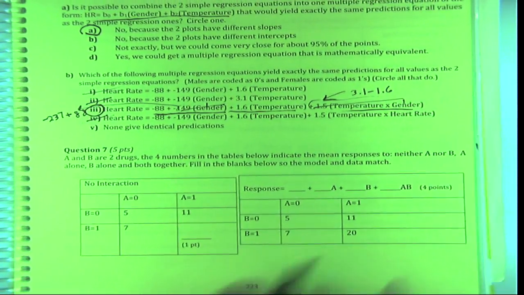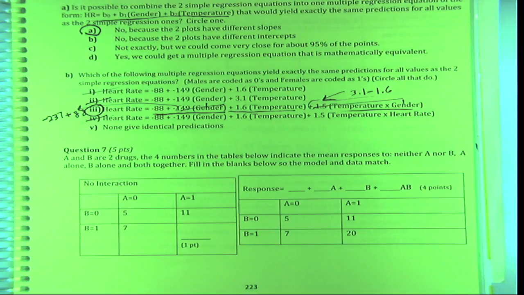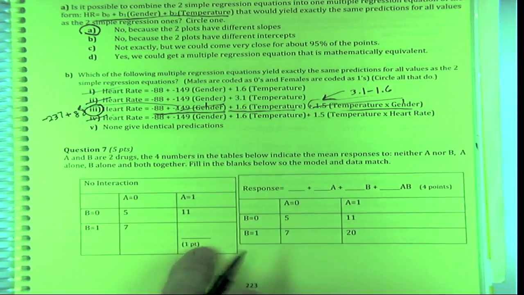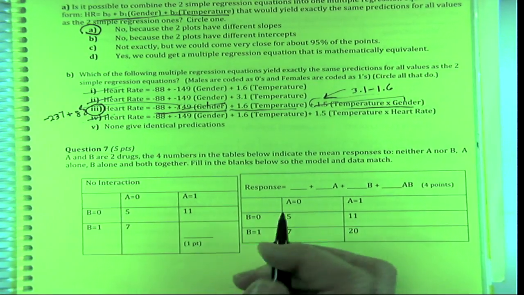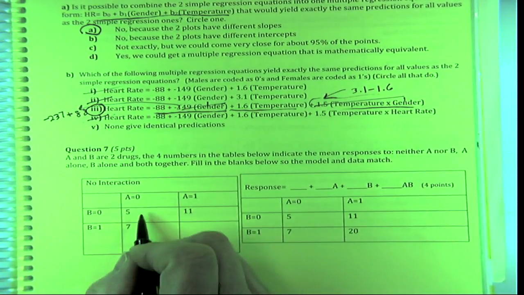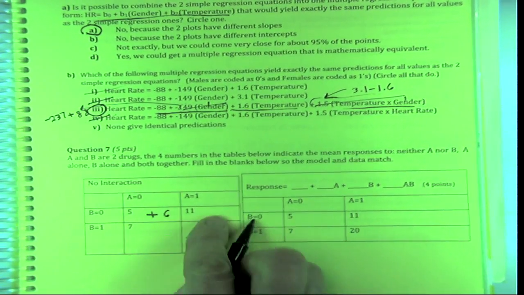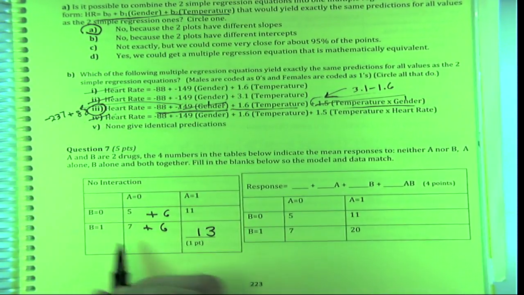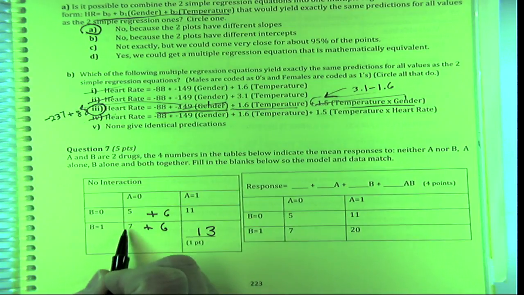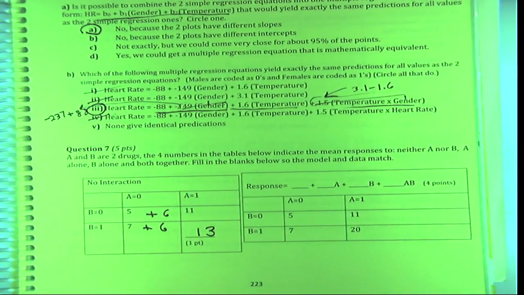So let's look at this. How would you do this? You'd fill this in, no interaction. This is super easy. What's going to go in here? Well, there's no interaction. 5 plus 6 is 11, so 7 plus 6 has to be 13. Or 5 plus 2 is 7, so 11 plus 2 is 13.